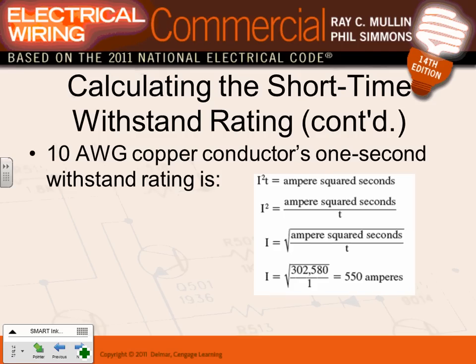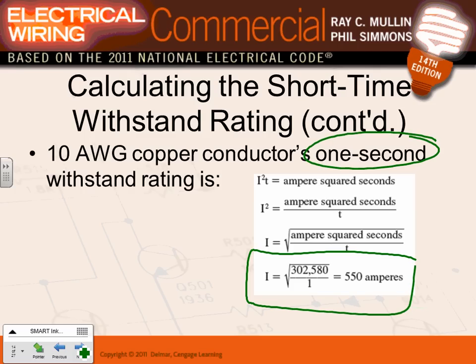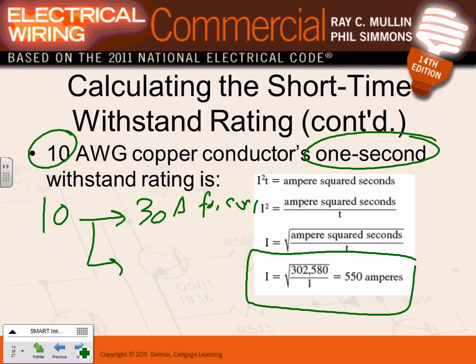Okay, here's the calculation they did, exactly what I did. You take the square root of it, and you find 550 amps for this number 10 conductor. For how many seconds? 1 second. So take the number 10 conductor. It can carry 30 amps forever. It can carry 550 amps for 1 second, and can carry, what was the amps before?